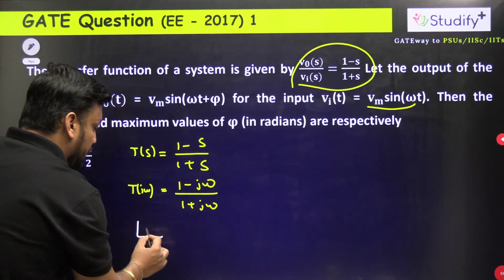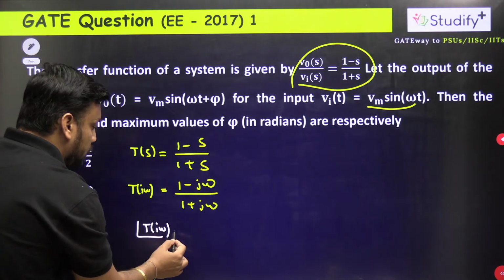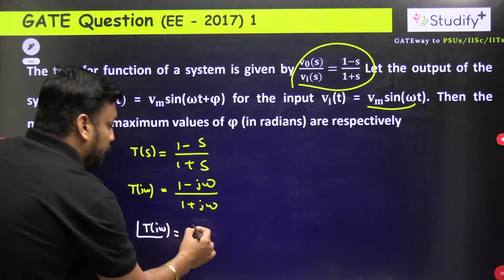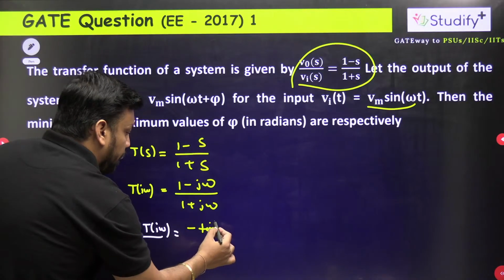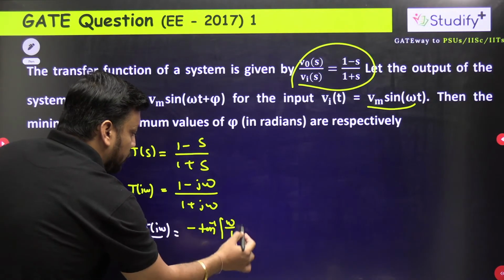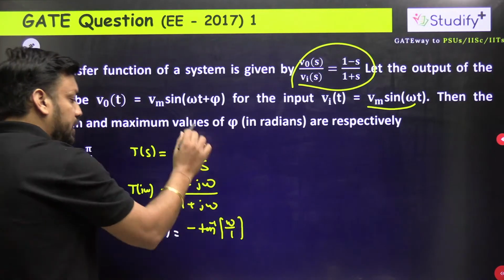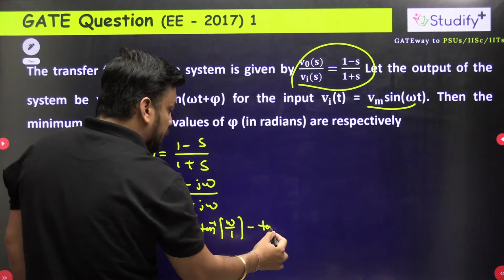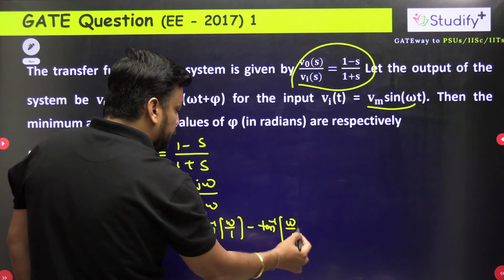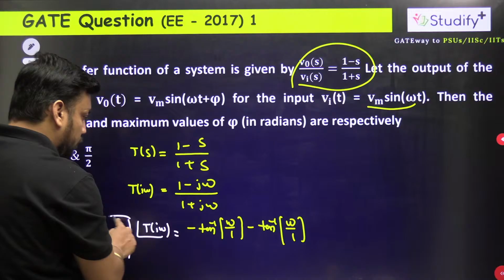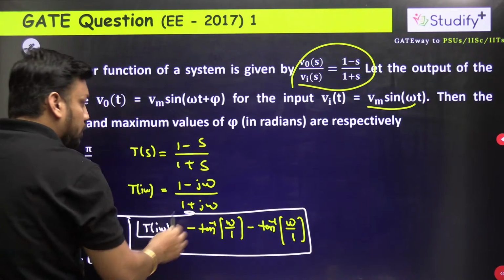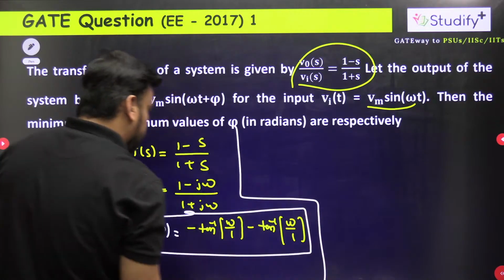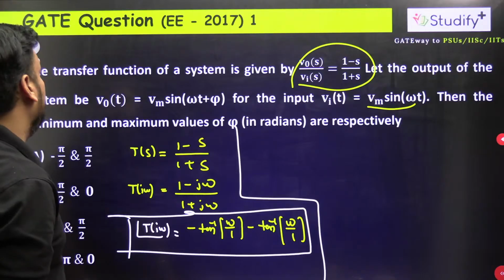What is the angle of T(j omega)? Here the angle will be minus tan inverse of omega by 1, and in the denominator the angle of 1 plus j omega, which goes upward, will be minus tan inverse omega by 1. Is it clear or not? Yes, okay. Now tell me guys, what is omega input?